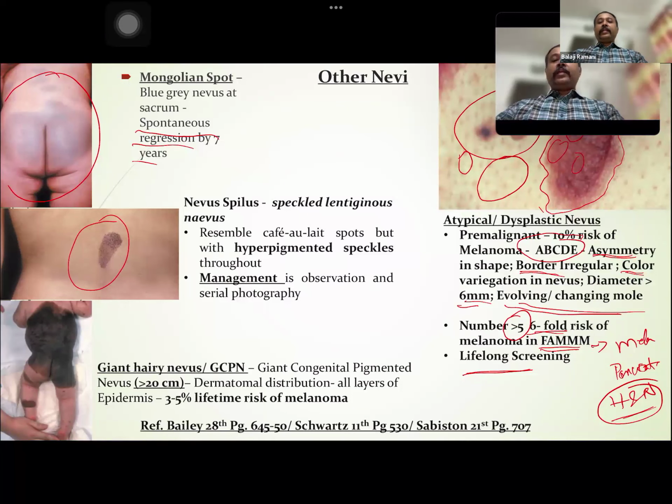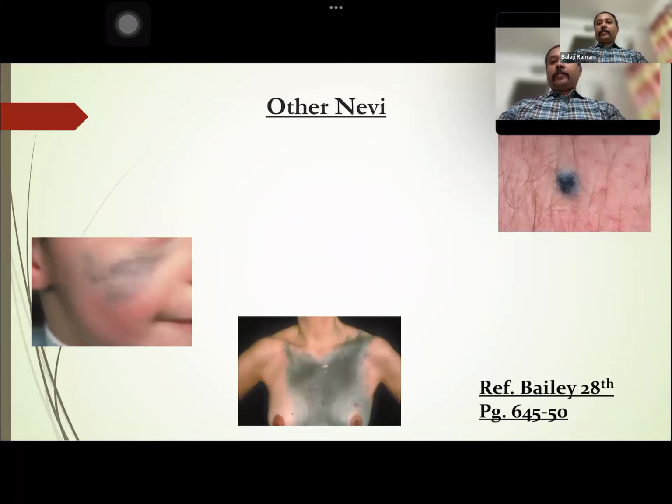Now, this is an entity which is suspicious, or rather, there is a high degree of transformation to malignancy. There is a 5 to 10% chance that it may become melanoma. So the size of a giant congenital pigmented nevus is more than 20 centimeters. That is going to be a criterion that will be asked. It will be more than 20 centimeters.